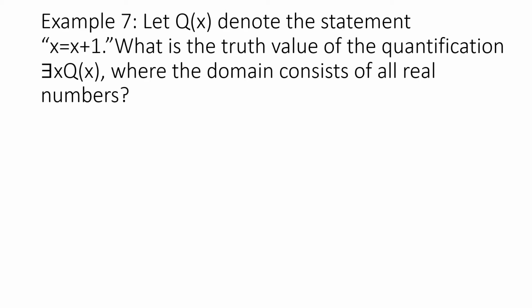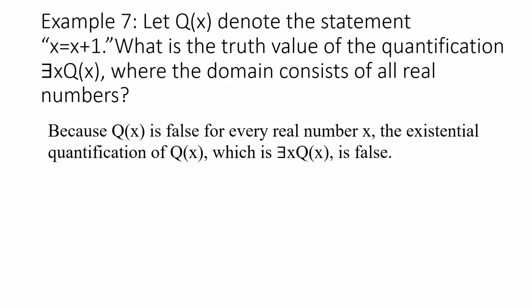Okay, so let's have this example. Let q of x denote the statement x equals x plus 1. What is the truth value of the quantification there exists x such that q of x, where the domain consists of all real numbers? Because q of x is false for every real number x, the existential quantification of q of x, which is there exists x such that q of x, is false.